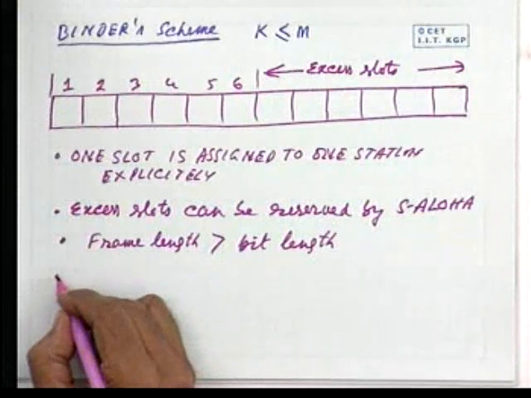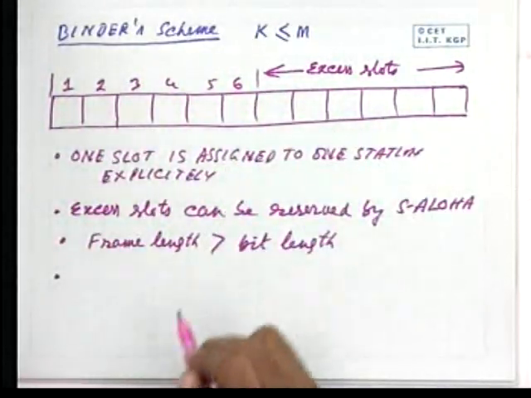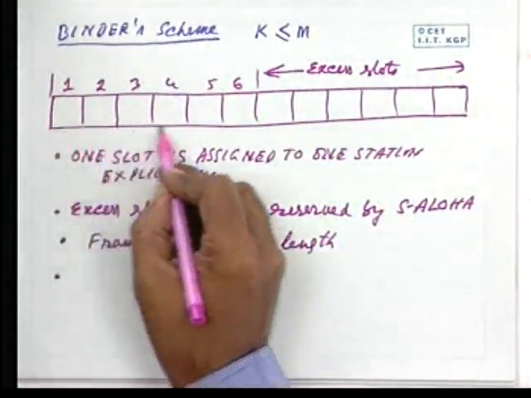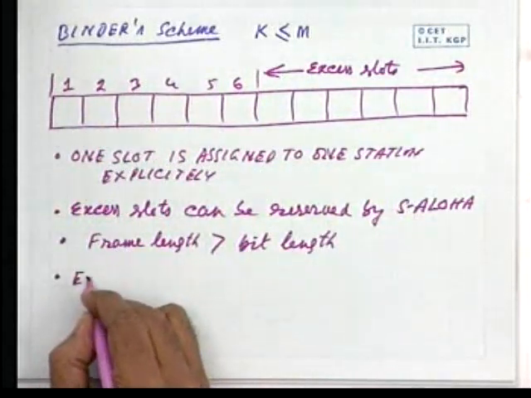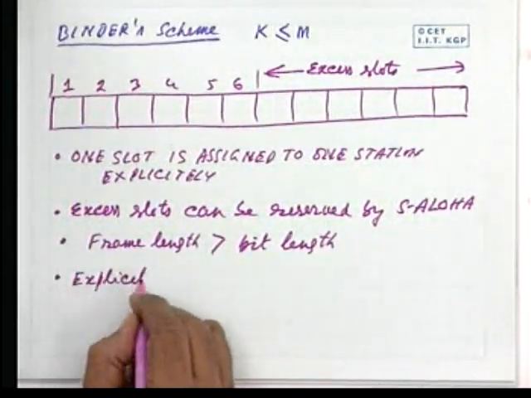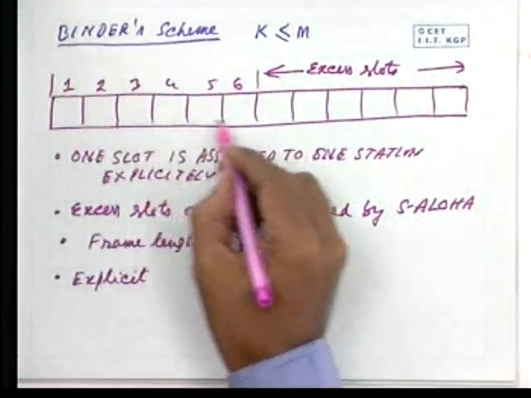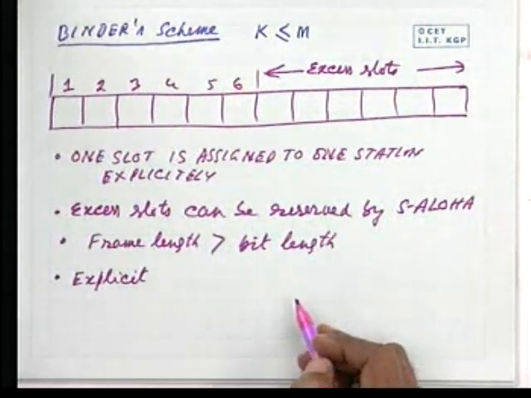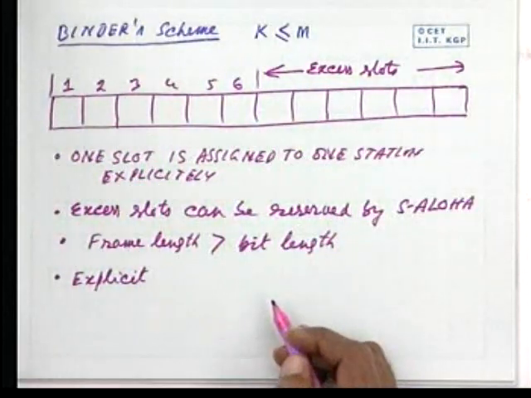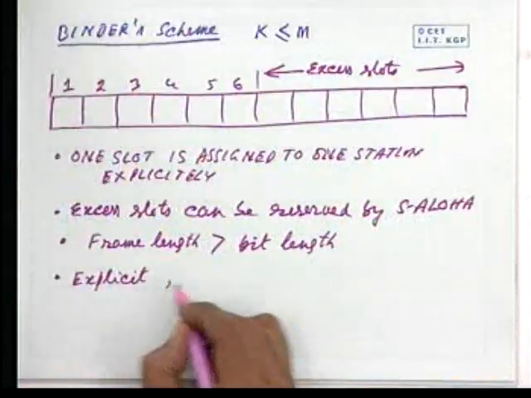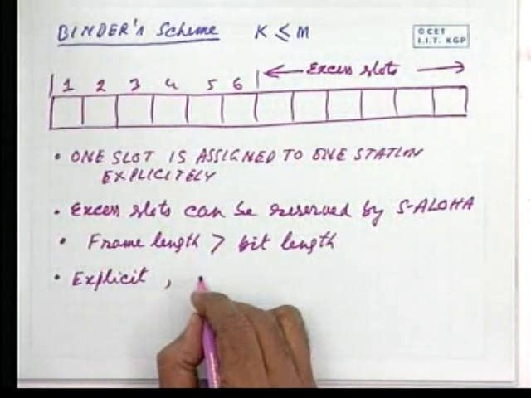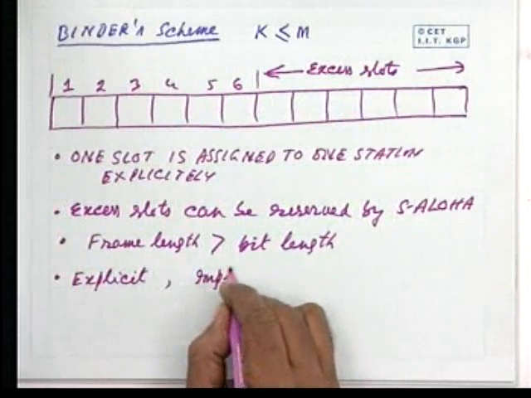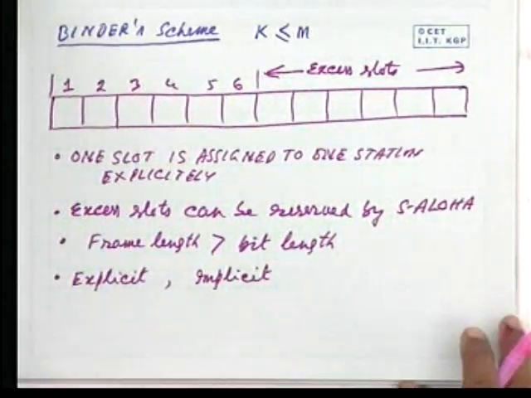Here we find that we are using a combination. We are performing explicit reservation for one slot for each of the station, and the excess slots are being used. Excess slots are booked or reserved by using implicit technique or in an implicit manner. And this is how it works.